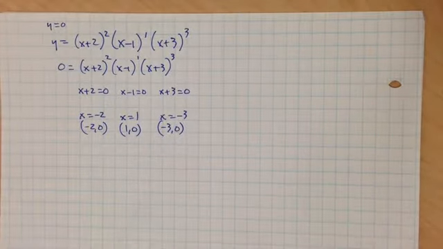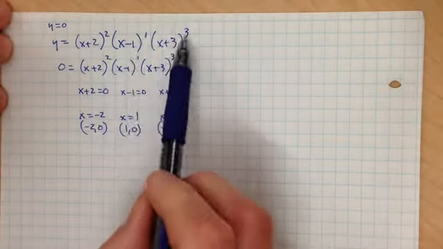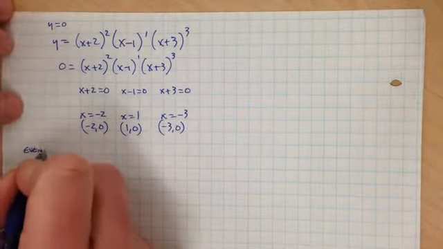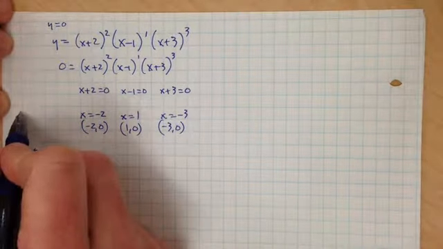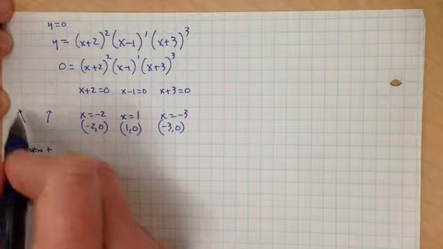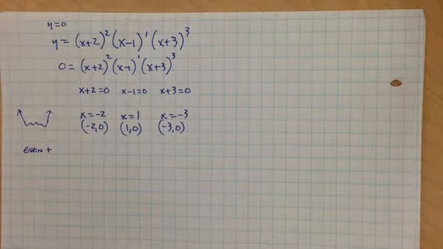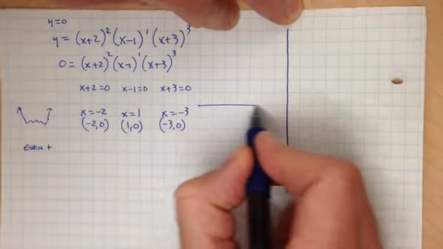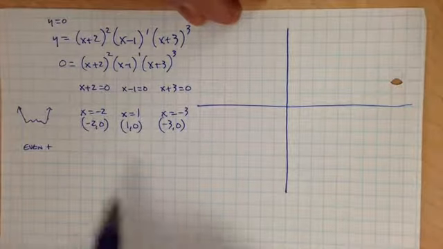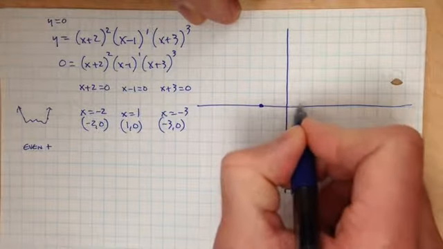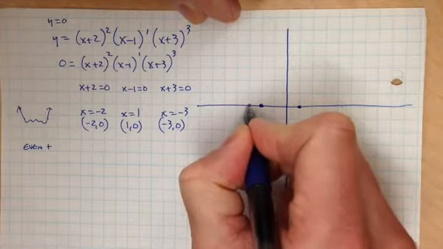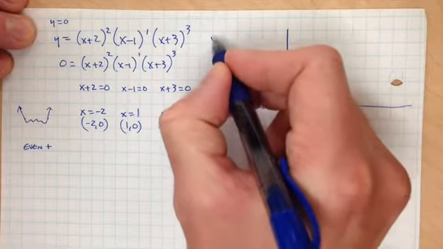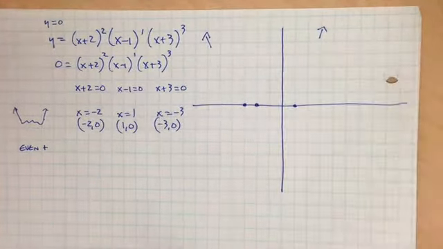Now thinking about this, we already did our degree previously. 2, 3, 4, 5, 6. It is 6. 6 is even. And my leading coefficient is positive. So with an even positive, you know that both ends of this graph, the tails, are going to be coming up like that, and you're going to have some sort of behavior in the middle. So if we were to sketch this graph, you know where it crosses the x-axis now: negative 2, 0; 1, 0; and negative 3, 0. We also know about the tails. Both ends of this graph are pointing up. So that's where my graph better end up.